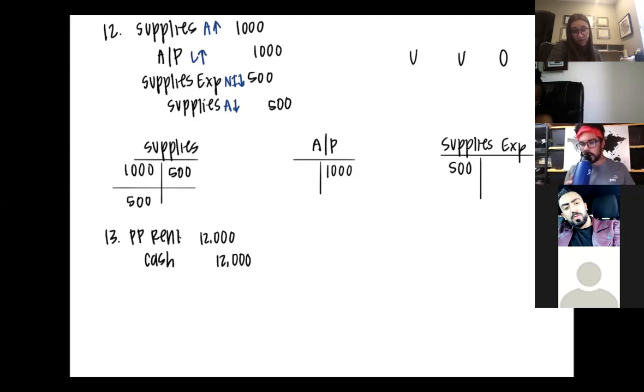Debit rent expense, not prepaid rent. And credit what? Prepaid rent. For how much? 3,000.